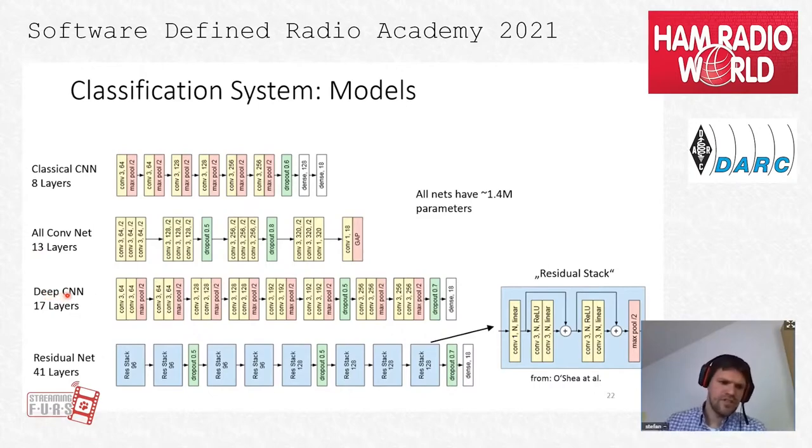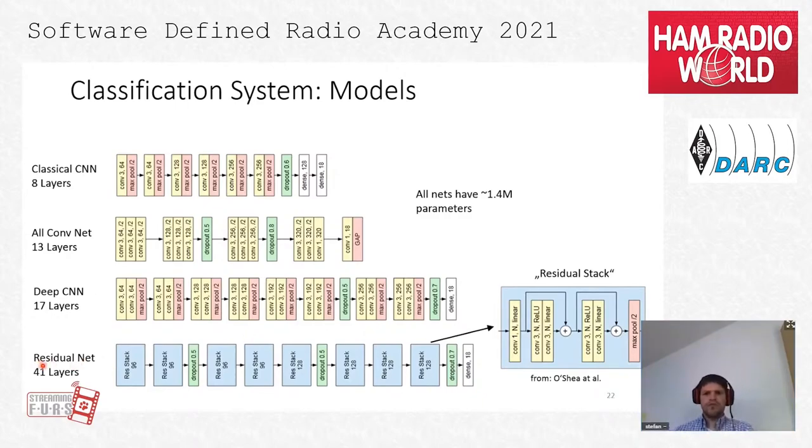The deep CNN has 17 layers, and it's composed of convolutional layers, always two convolutional layers and one pooling layer. And again, the same structure repeating again and again.